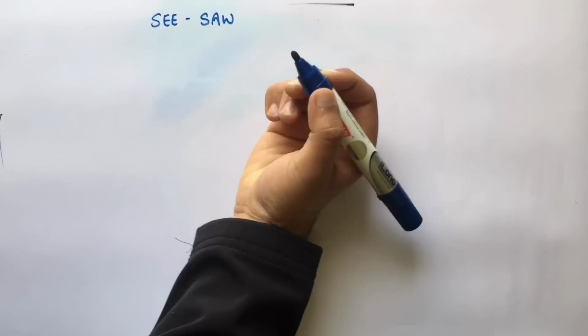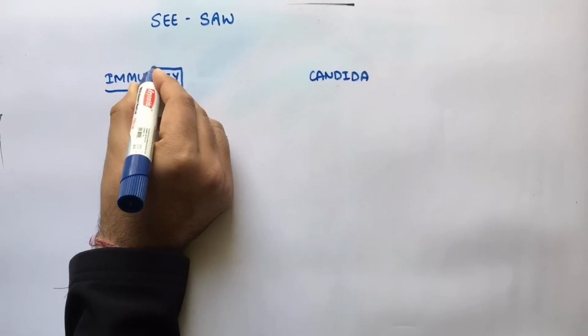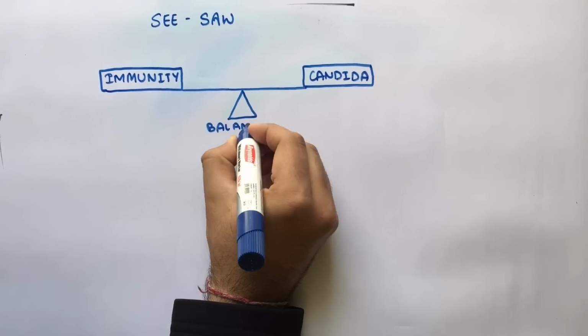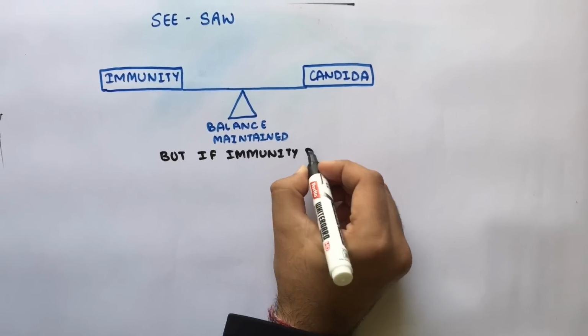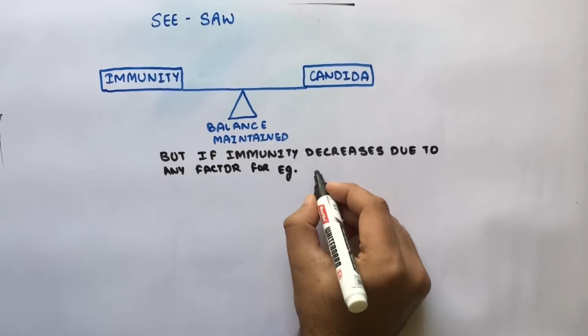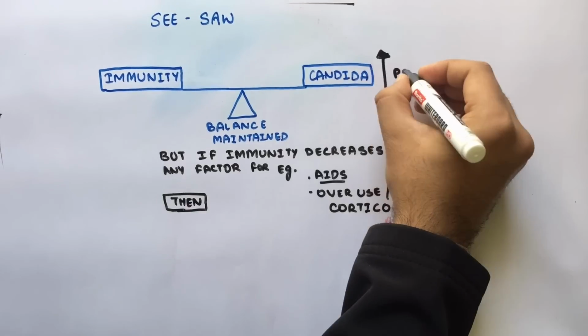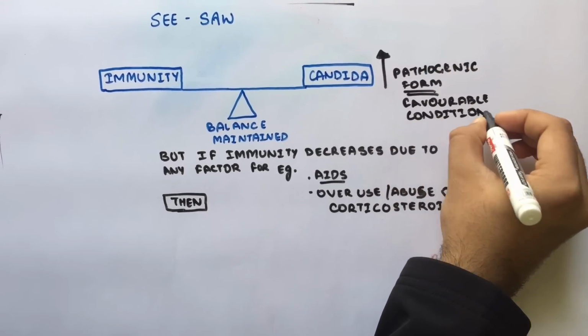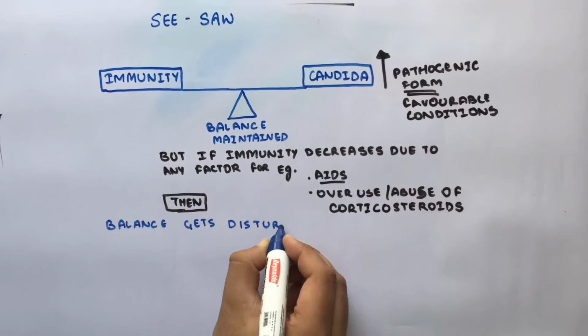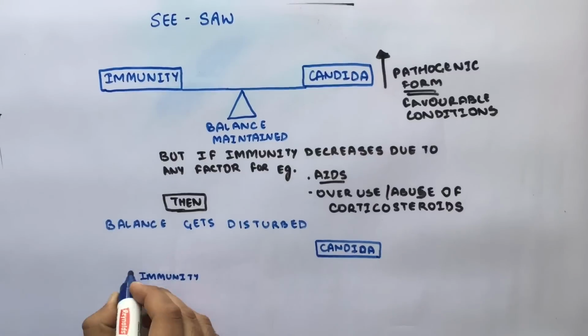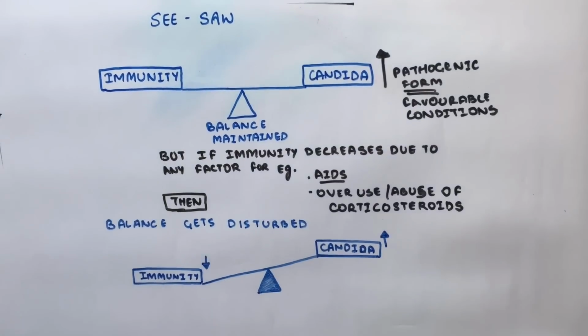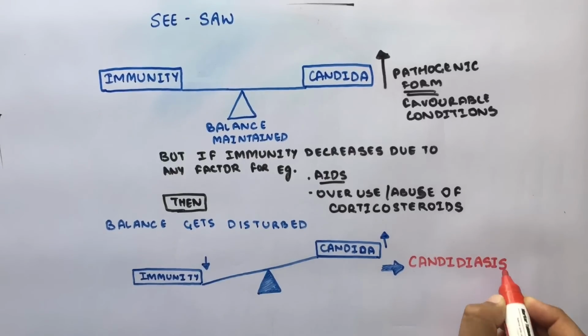So we see that there is a balance between the population of the commensal organisms and our body's immunity. If our body's immunity decreases, the population of the commensal organisms increases, or we say that they get a favorable environment to reproduce and cause disease.